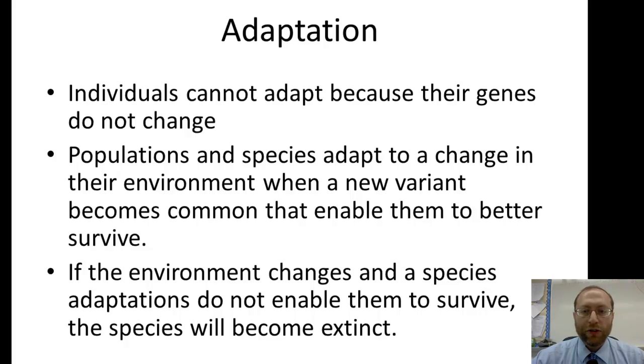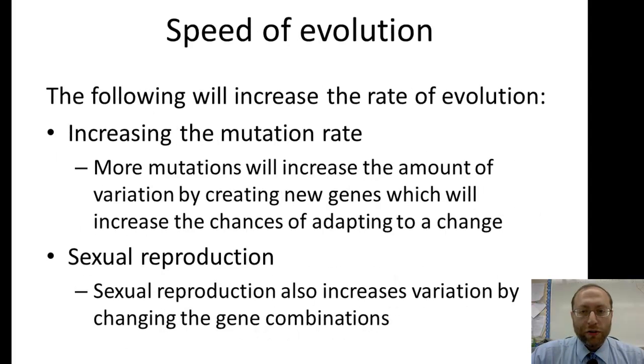And they adapt to that change in the environment when the new variant becomes common, and that enables them to better survive. And also, if the environment changes and the species cannot adapt, then that species becomes extinct. And extinction is something that actually is very common. Most species have become extinct. The speed of evolution is something that depends on the variation.